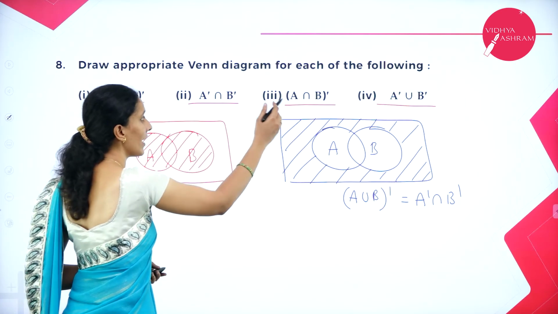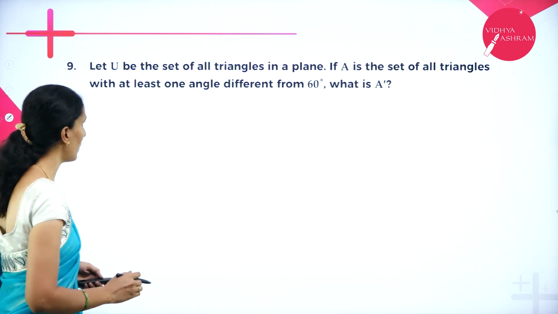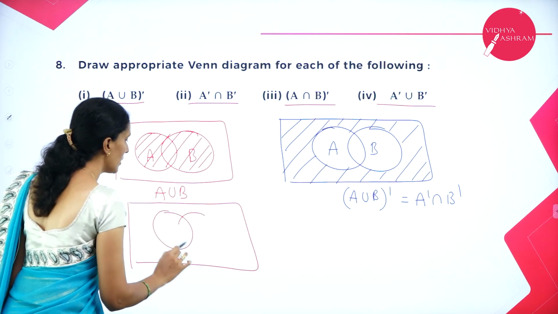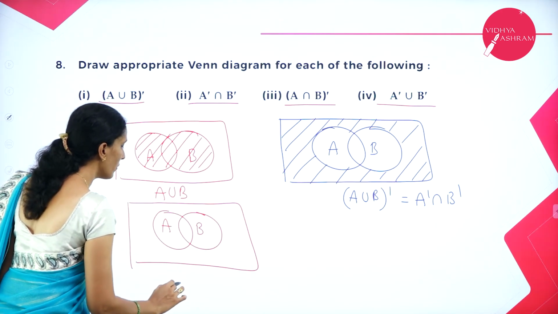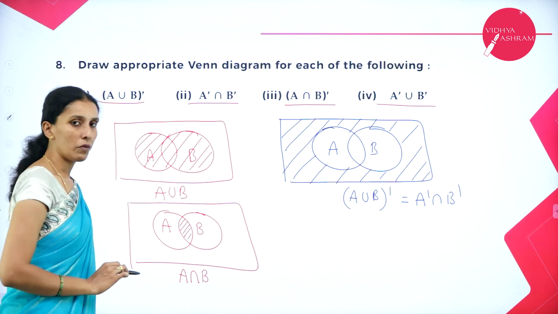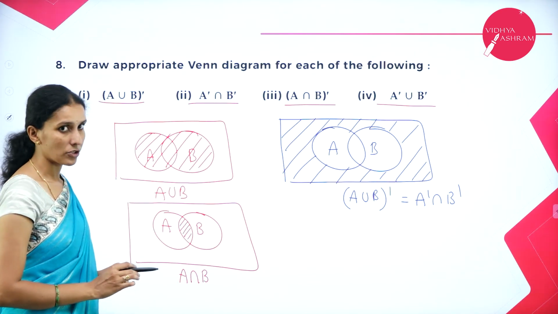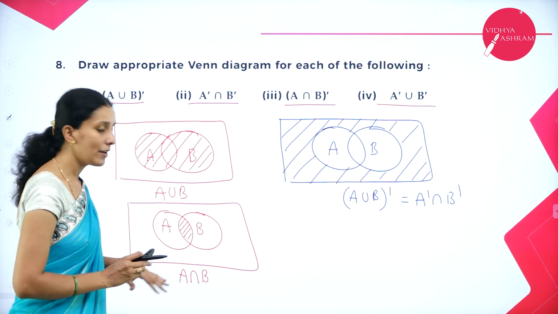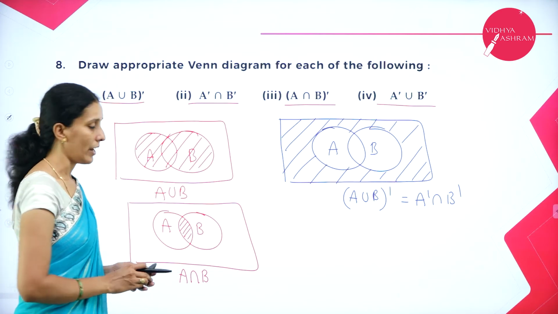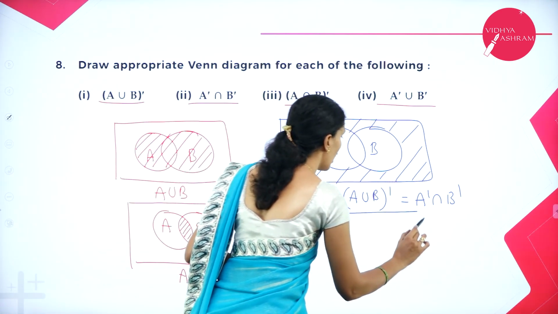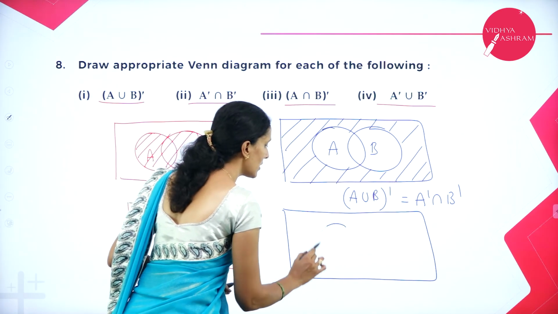Next we will take the complement of A intersection B, the whole complement. If this is set A and this is set B, how will A intersection B look? Only the oval part will represent the intersection. If it is the complement, then except this common part, all others can be shaded. So this is the complement of the intersection.